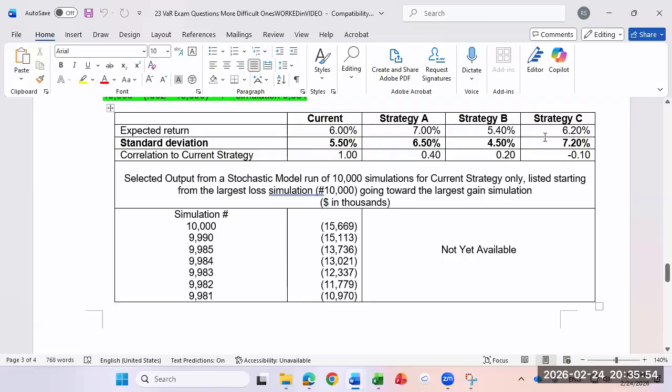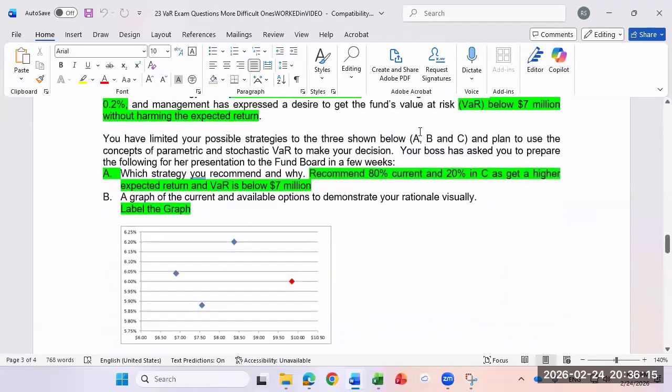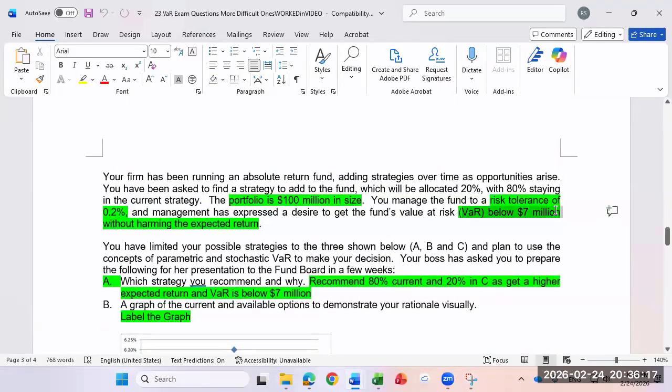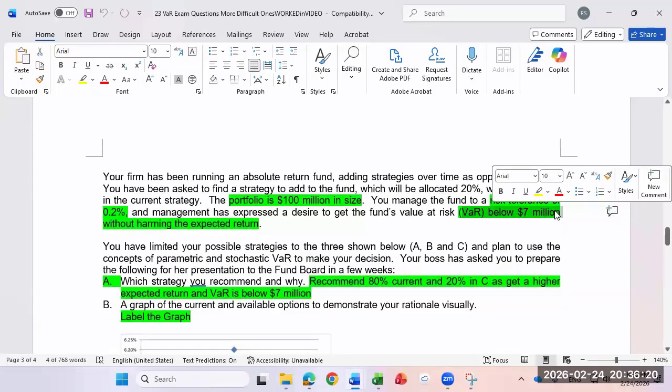Lower return than A, higher risk than A, but that negative 0.1 correlation gets interesting. Is that enough to help you? And that negative correlation, the higher risk actually can be a benefit to you. But wouldn't you really love to have the higher return? But what did your boss tell you? VAR below 7. So that's probably going to be the limiting factor.